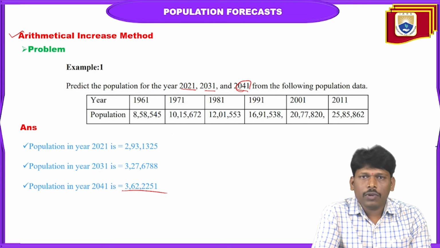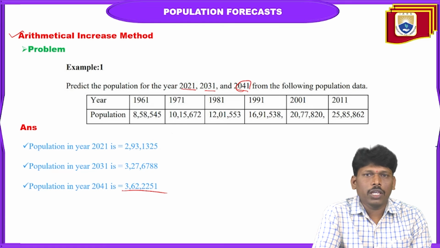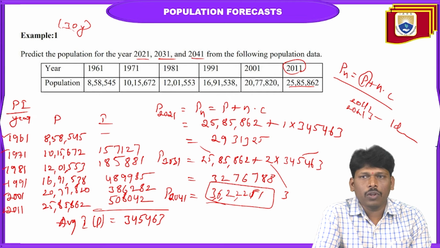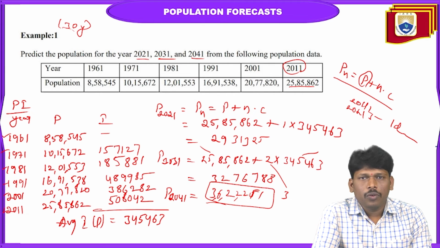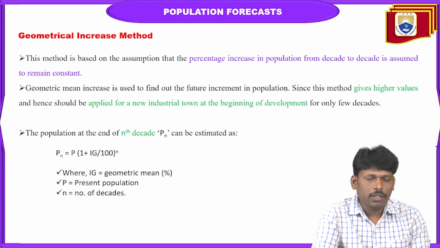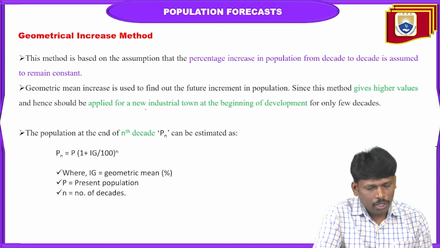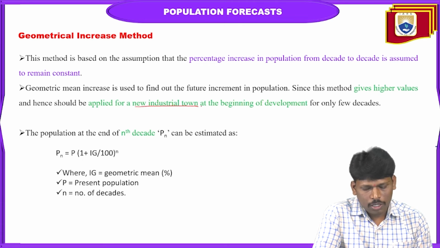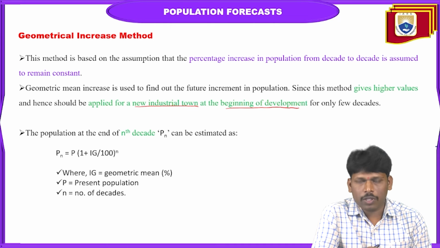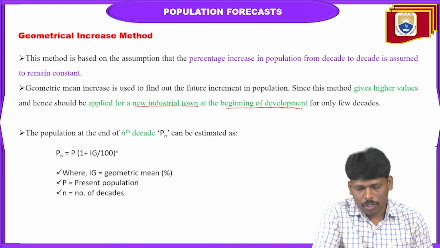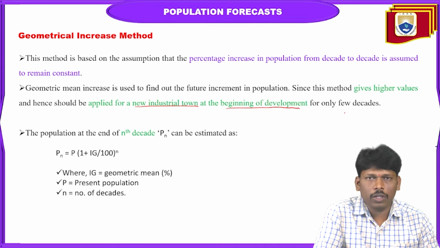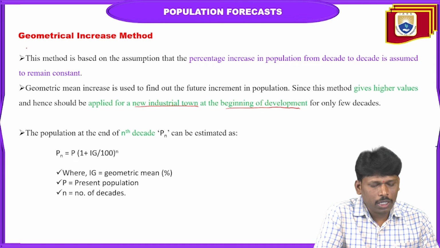Then there is one drawback. This method we can use only for old existing cities, but there is another method that can be used for new industrial towns which are at a beginning stage of development. In that case we will go with the geometrical increase method.